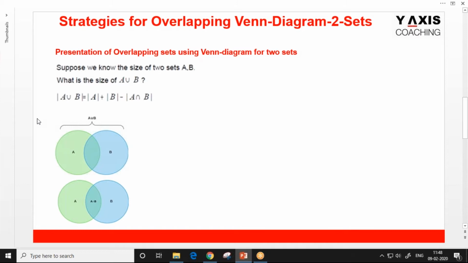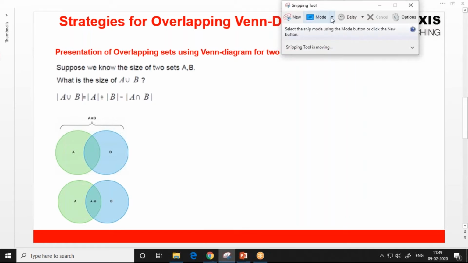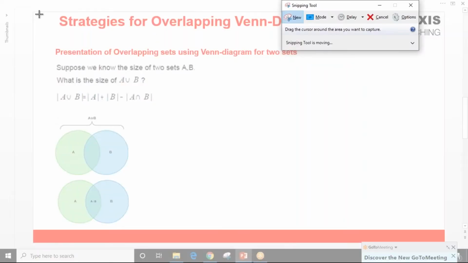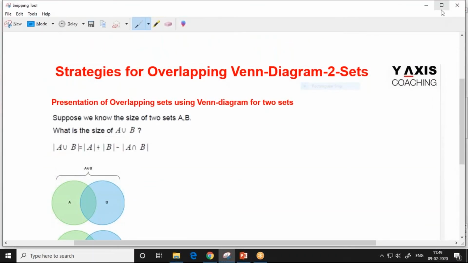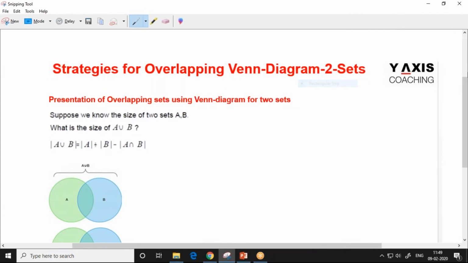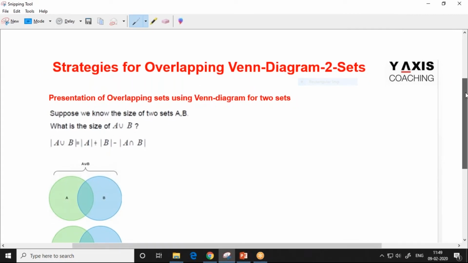Here I've taken the presentation of overlapping sets using a Venn diagram for two sets. Suppose there are two sets A and B, and these two sets overlap. In the first figure, it is very clear. You can see this is set A and this is set B, and this area is overlapping. So how do we represent this, and what kinds of formulas can be used to solve overlapping sets problems? I will show you with a numeric example, so it will be clearer.